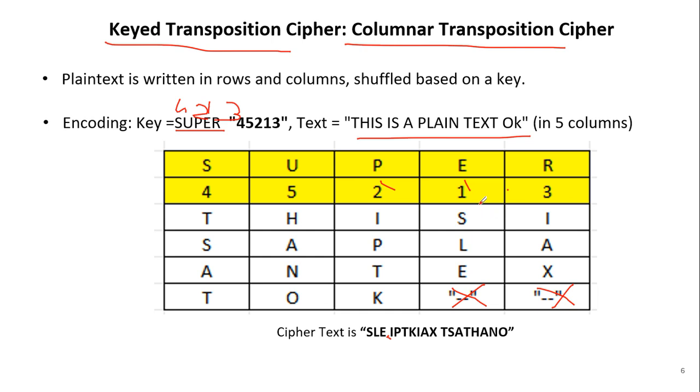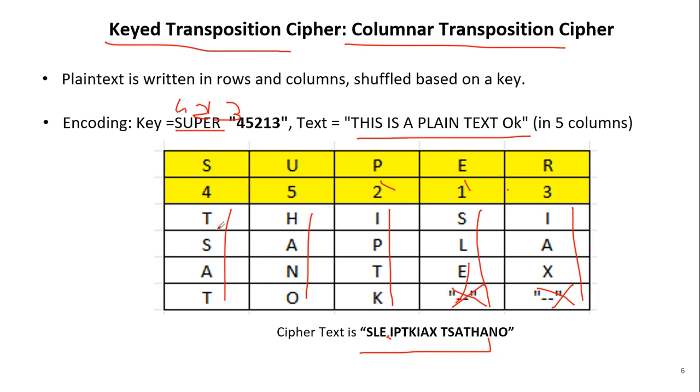So this is the first column, so we are sending first this SLA, then we will send this, then we will send this. In this way we are sending the data. So this is nothing but the ciphertext: SLE space, then next is IPTK, and then third is IAX dash, then TSATHNO.